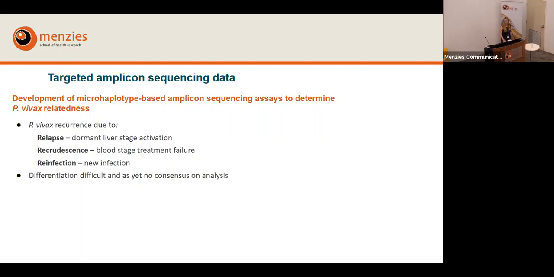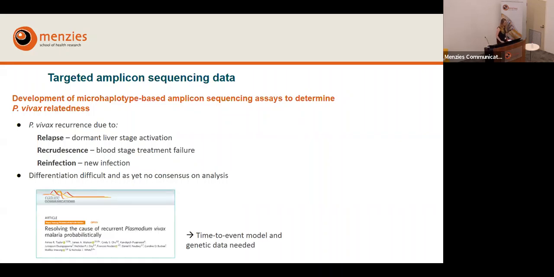So when you have a P. vivax malaria recurrence, it can be either due to this relapse, or it could be due to recrudescence where the treatment failed, or it could be due to reinfection where you have a completely new infection of malaria. And to differentiate between these three is extremely difficult. And as of yet, there's no real consensus on how to do this analysis. However, there was a lovely paper by Amy Taylor, where they created a time to event model to try to solve this question, but this time to event model needs genetic data.